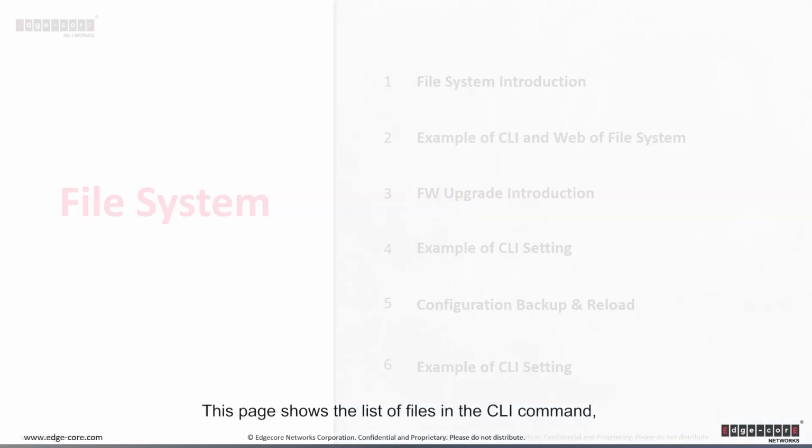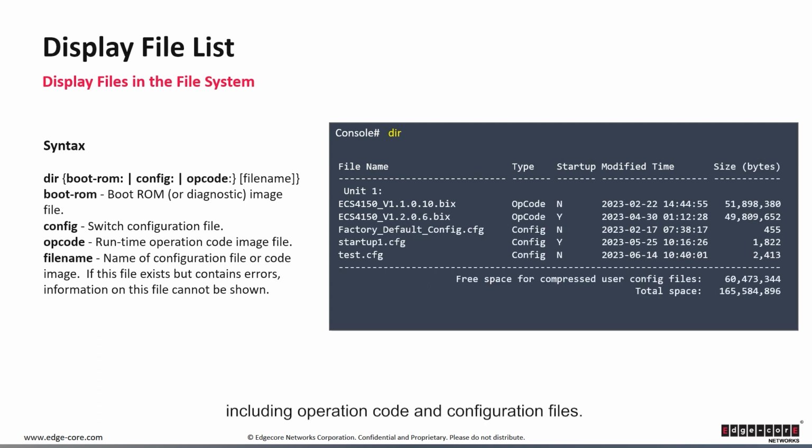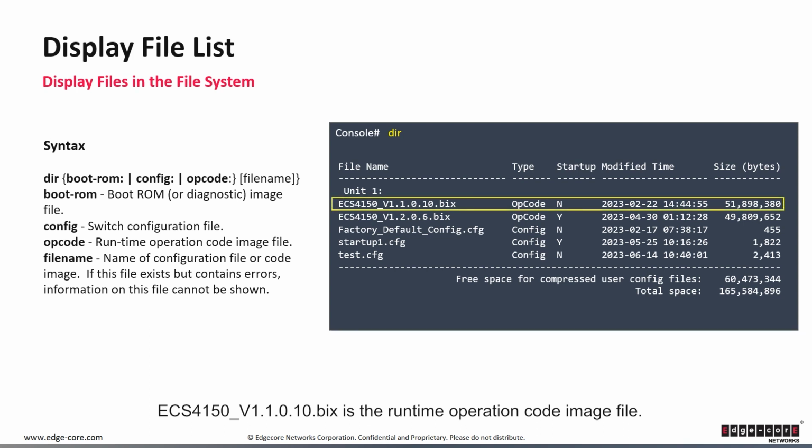This page shows the list of files in the CLI command, including operation code and configuration files. ECS4150_v1.1.0.10.bix is the runtime operation code image file.